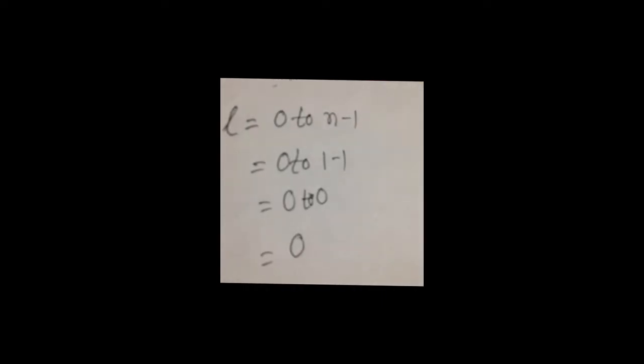Now if we consider n equal to 1, then l is always 0 to n minus 1. That means 0 to 1 minus 1, that means 0 to 0, which implies l equal to 0. So if n equal to 1, then l equal to 0. This is only one point we can say.